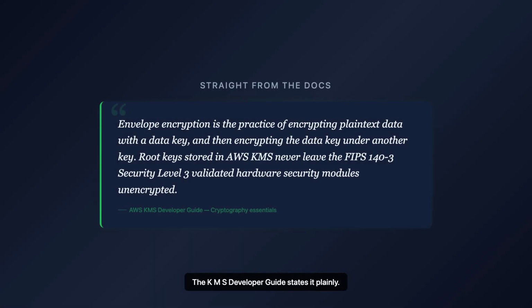The KMS developer guide states it plainly. Envelope encryption is encrypting your plaintext with a data key, and then encrypting that data key under another key. And critically, the root key stored in KMS never leaves the FIPS 140-2 security level 3 validated hardware modules unencrypted. That last part matters. Because the root key never leaves the hardware, even if someone compromises your application, all they get is the encrypted data key, which is worthless without a KMS call.